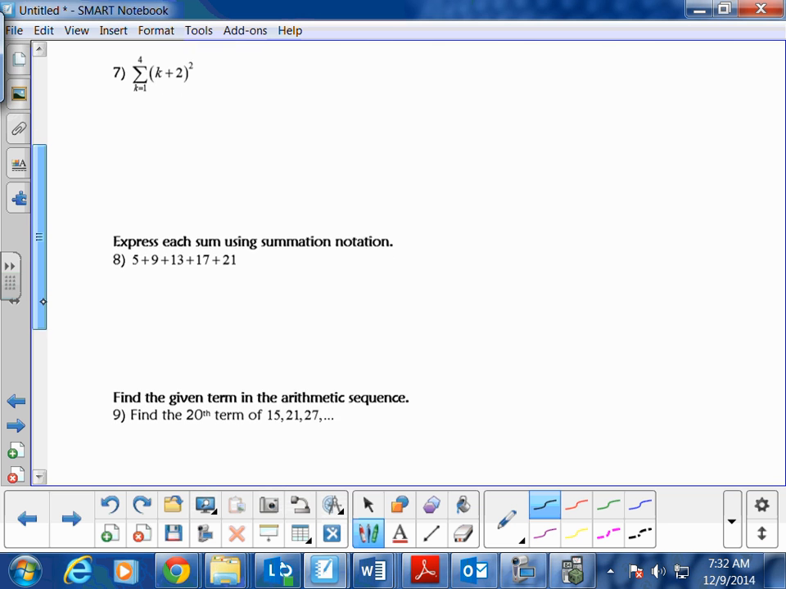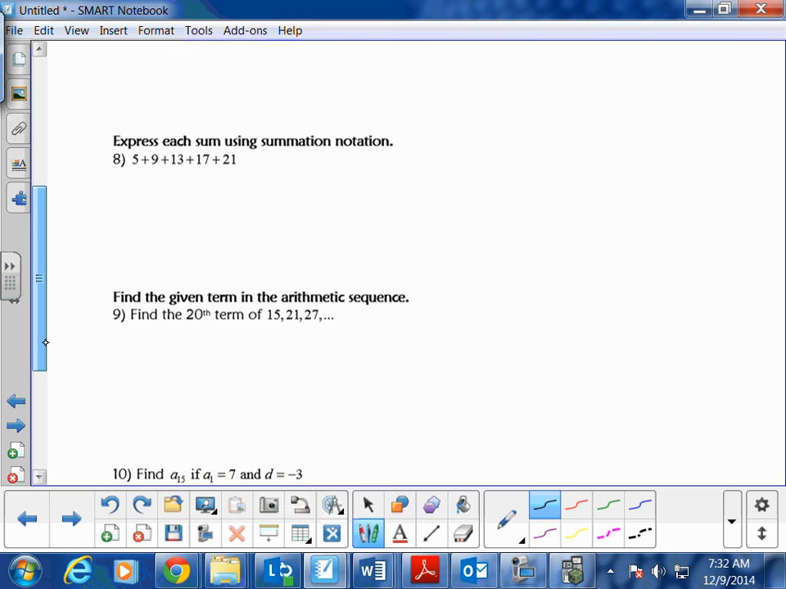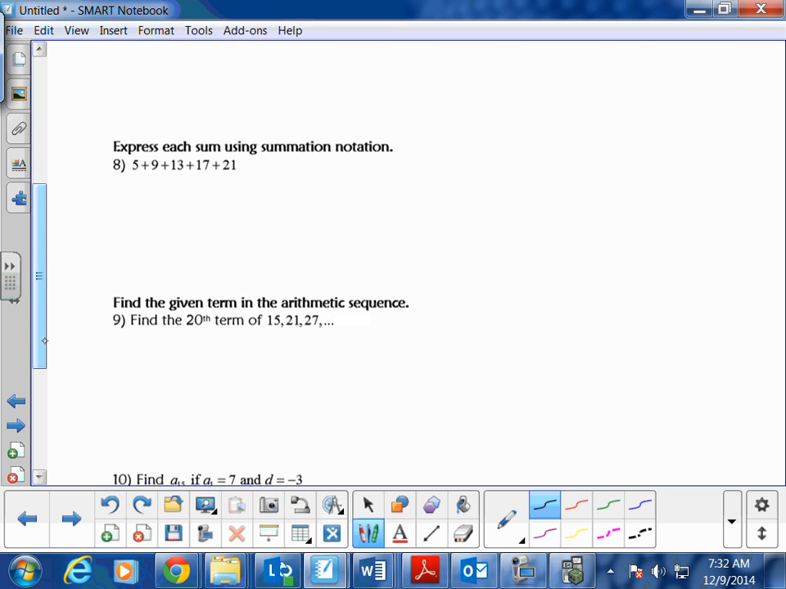Well, let's go ahead and actually move into one of these right here. Express each sum using summation notation. Now, the nice thing about this is that I kind of explained what the components of the other one were. If you're going to express the sum in summation notation, a couple of things we need to define. We need to define where we start. We also need to define the actual sequence.